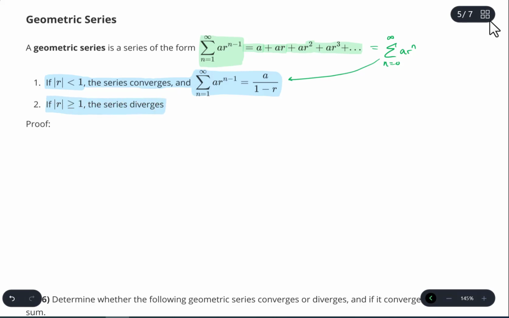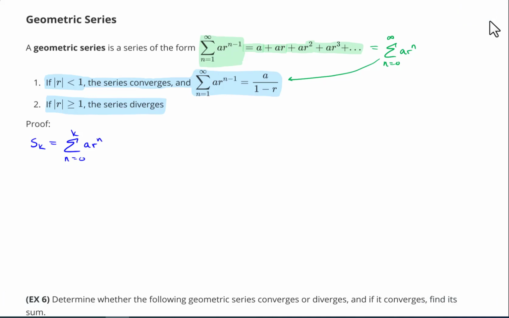Okay, so let's get an idea as to exactly why that is. To help us determine this, it's useful to determine some partial sums here. So the first k partial sums would be the sum from n equals 0 to k of a times r to the nth power. Sorry, that's still going to be n right there.